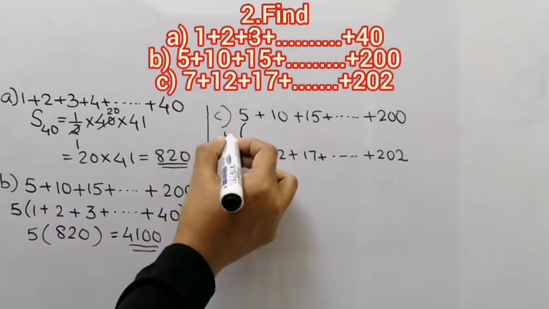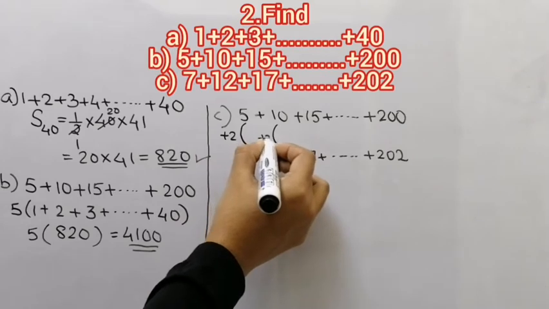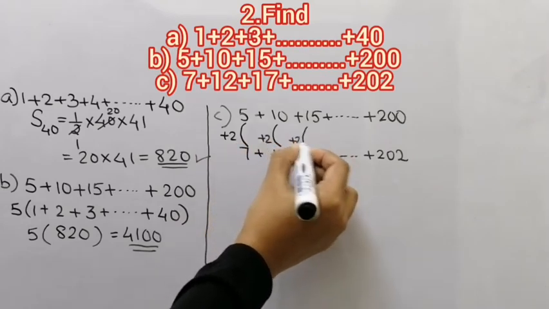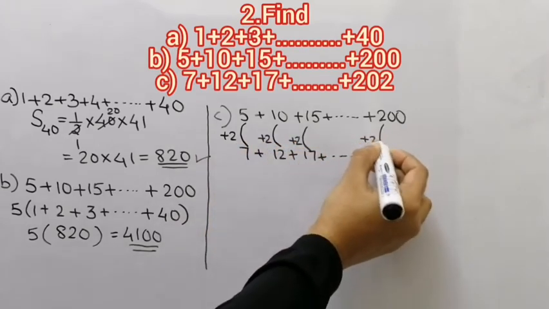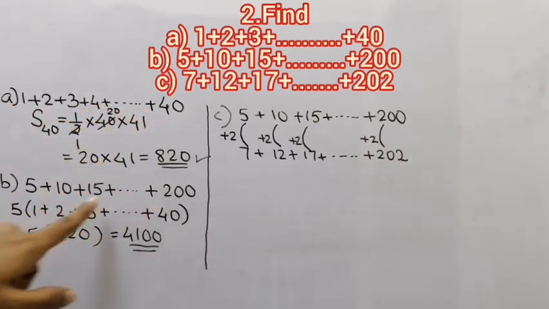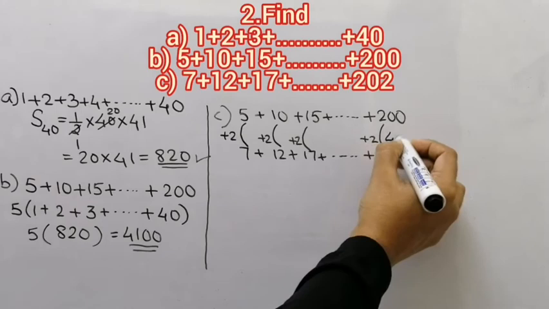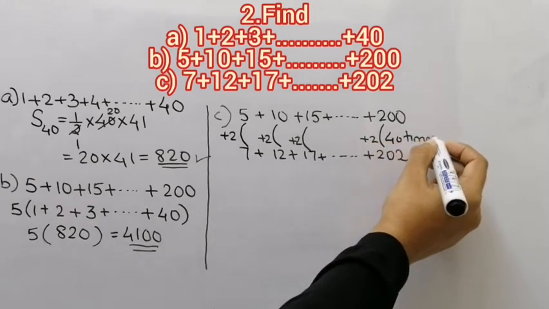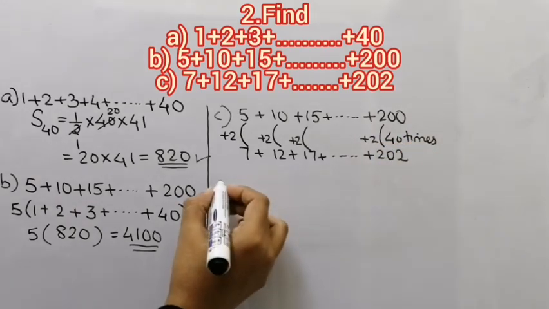Here it is 2. Here 2. Here 2. Here 2. So how many times are we adding? There are 40 times we are adding, right? You can see from here itself there are 40 terms. So I'm just writing here 40 times. So see how you can do this one.